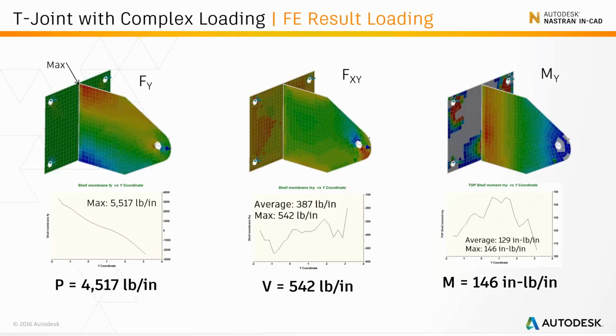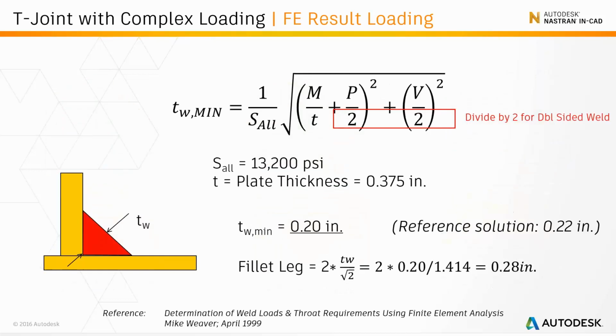So using this information on our more complex problem, we can find our normal shear and moment forces, and you can see them here. And then using this information, we can put this into a commonly available formula, and we can get the weld size, which comes out to be about 0.28 inches, whereas if we compare that against the reference solution it is 0.22.